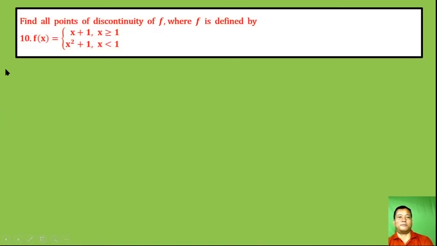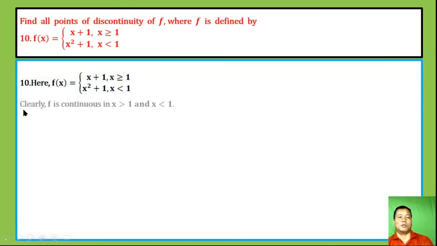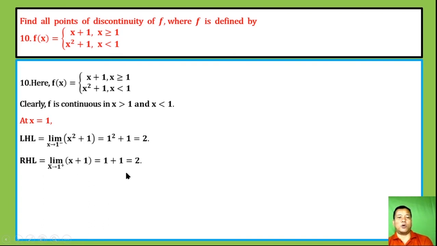Question number 10. Clearly f is continuous for x greater than 1 and x less than 1. The function is continuous for real numbers greater than 1 and less than 1. Then we are left with 1 point, that is 1. We have to test its continuity at x equal to 1. Left hand limit at 1 is 2. Right hand limit at 1 is also 2.